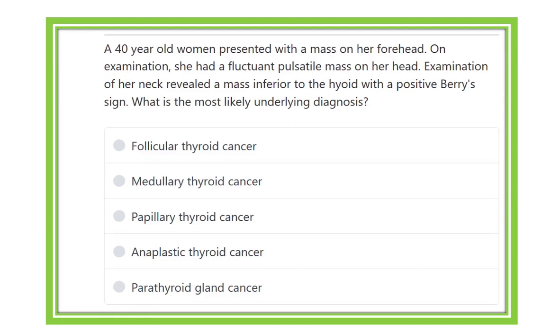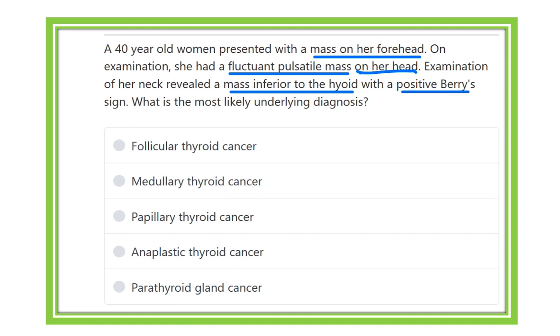A 40-year-old patient with a mass on her forehead. On examination, she had a fluctuant, pulsatile mass on the forehead. Examination of her neck reveals a mass inferior to the hyoid bone with positive Berry's sign. So what is the most likely diagnosis here?